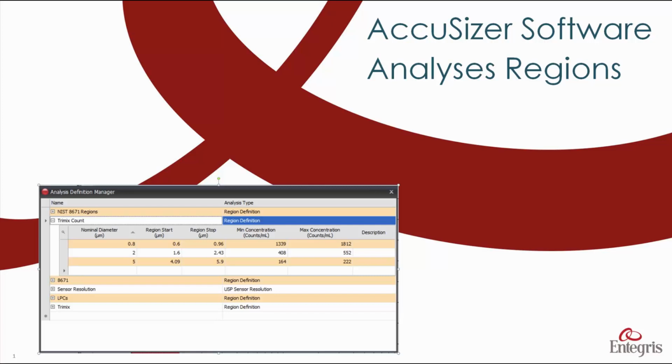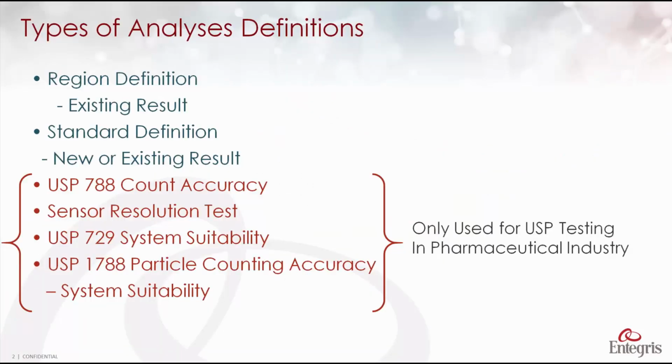This is AccuSizer software training on analyses regions and how to use the Analysis Definition Manager. There are 6 types of analyses definitions in the AccuSizer software.